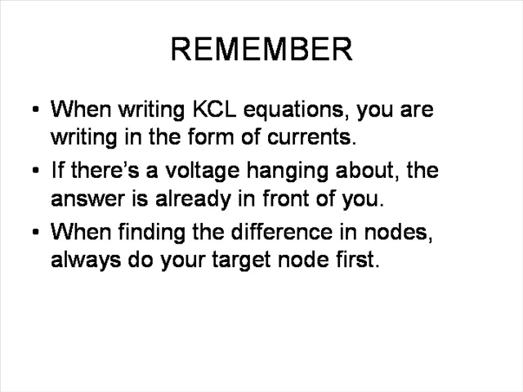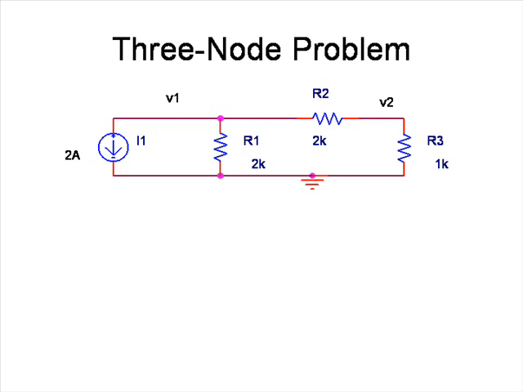Alright. And finally, when finding the difference in nodes, always do your target node first. With that, let's get to this 3-node problem. I'll move this up here for you so that way you can see both the circuit and the equation. Alright. So let's do the ins and outs first. As you can probably see, there are no ins. Most of the, well, all of the nodes actually are coming out, like so. So we can write our equation from here.